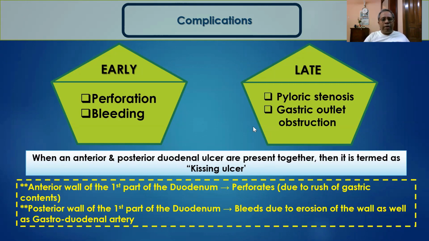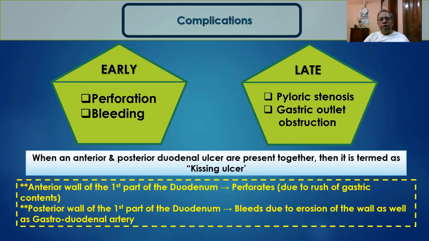The posterior wall of the first part of the duodenum bleeds because erosion of the wall is in very close intimacy with the gastroduodenal artery. So with gradual ulceration and erosion of the duodenal wall, ultimately when the gastroduodenal artery is eroded, it can bleed directly into the duodenum. So the patient presents to you with hematemesis and melena.